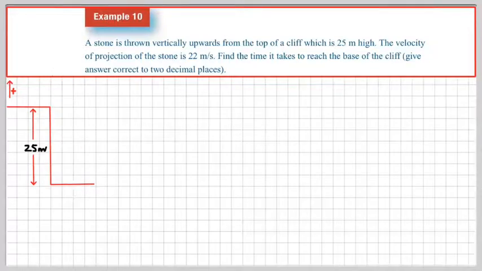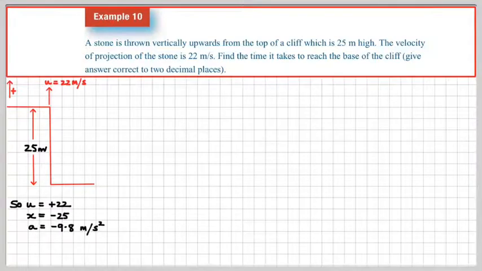Like that, bang. Okay, it was a stone. So there you get a stone's throw, yes? Our answer is a stone's throw away. So let's go with this now. I'm saying that u was plus 22 meters per second, and that a, therefore, is going to be minus 9.8 meters per second squared.